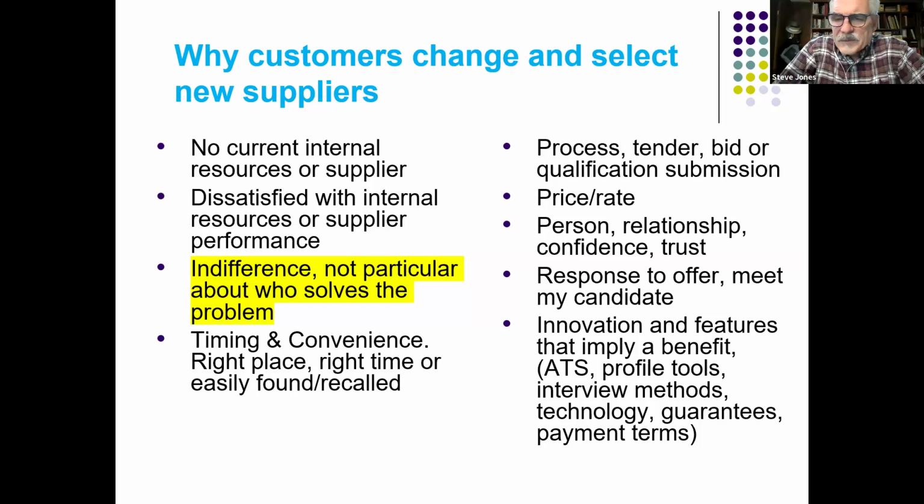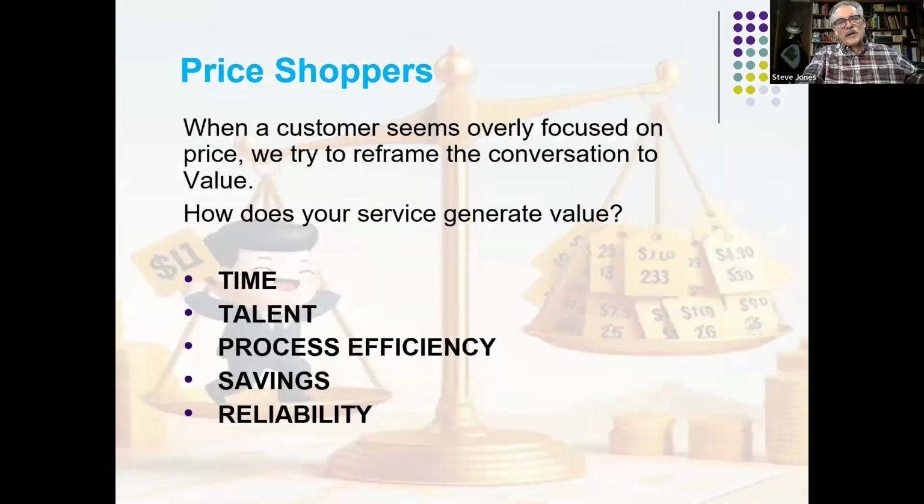Customers sometimes look towards innovative features that imply a benefit, like an applicant tracking system or profiling tools or interviewing methods or a technology or your guarantees or your payment terms. Sometimes they look towards features, but usually those features need to be just good enough. It might be that you can sell on that feature, that you can tell them how great you are to get you in the door to have the conversation. But at the end of the day, you need to make yourself just good enough and then nurture and develop a relationship of trust and confidence.